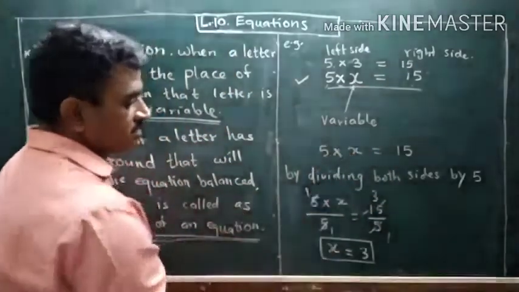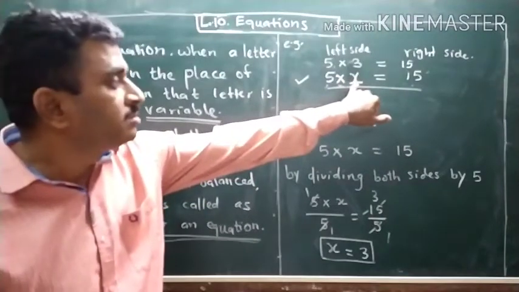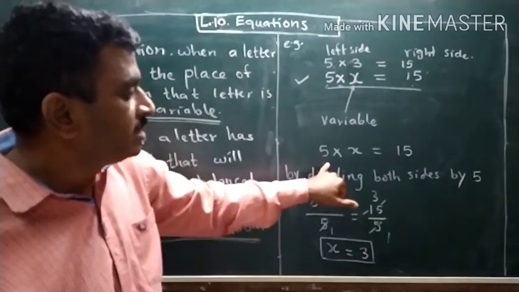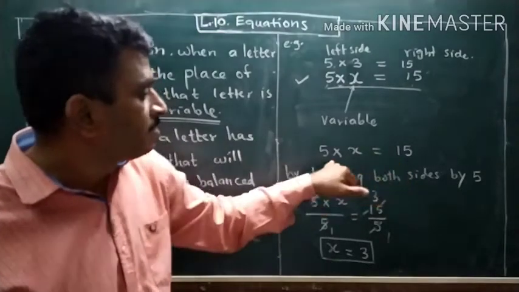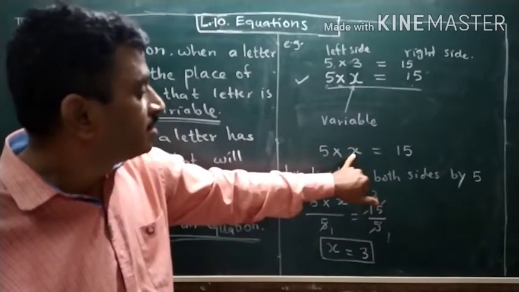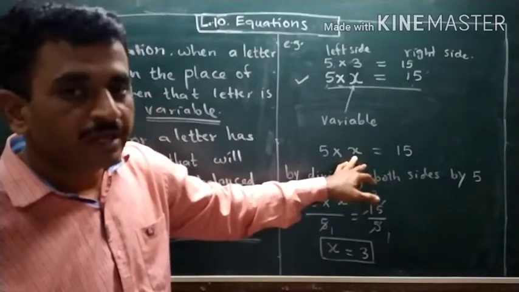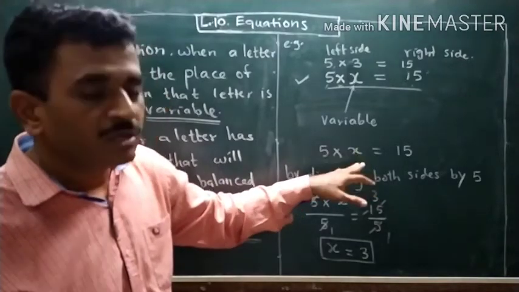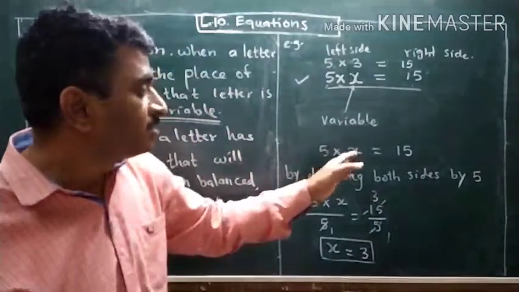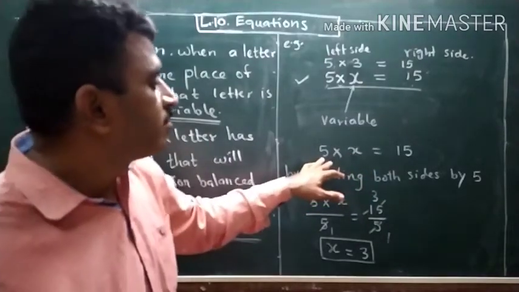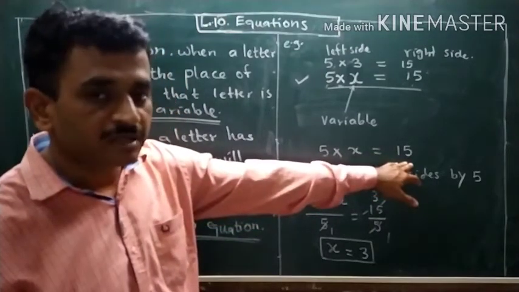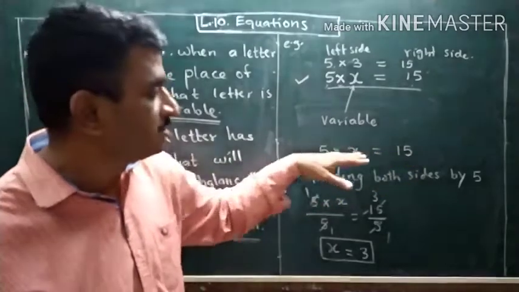So the value of x, we don't know. Suppose we don't know the second value, there we take the x as a variable. So we divide both the sides of this equation by this 5. Why by 5? Because we want x on the left hand side or any side, only x, without any value multiplying or dividing or subtracting or adding. We want x only. That's why we are dividing this left hand side by 5. That's why we have to divide the right hand side also, to balance the equation.